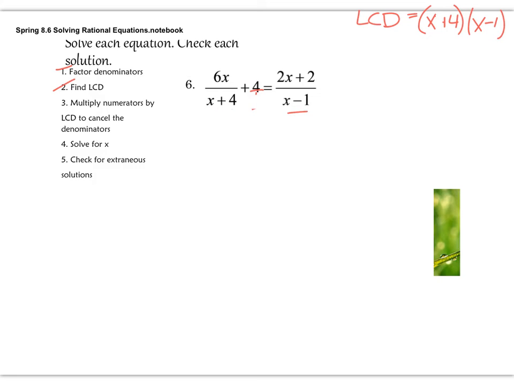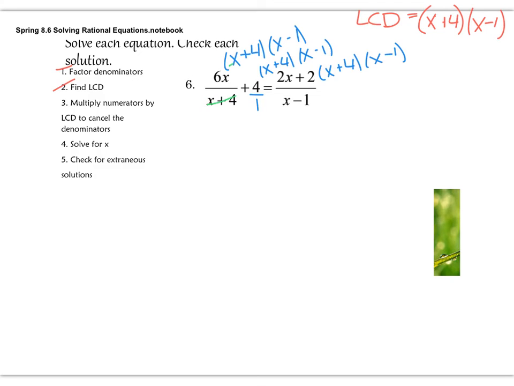All right, oops, didn't mean to erase that. So we need then to multiply. So I'm going to write that on top of all of them, x plus 4 and x minus 1, x plus 4 and x minus 1, x plus 4 and x minus 1. All right, so again, the whole reason we do that is to cancel our denominators. So one fraction at a time.